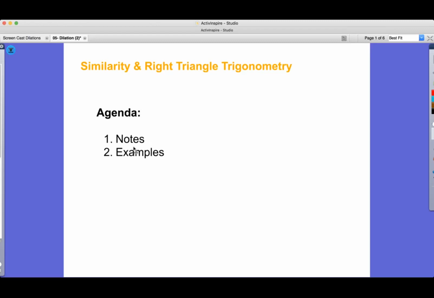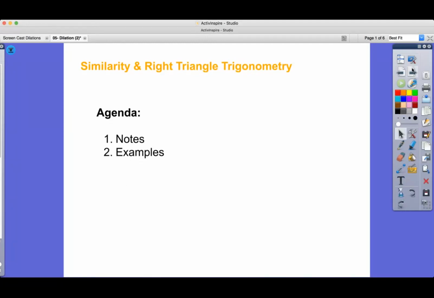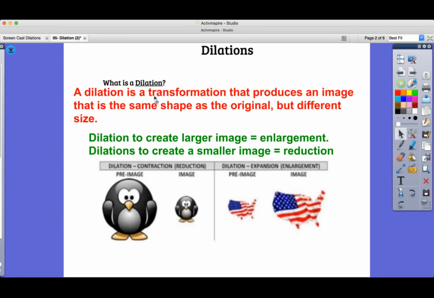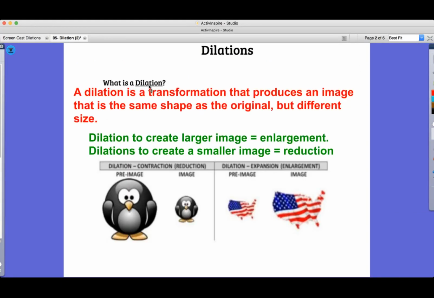Hello and welcome. Today we're going to be talking about similarity and right triangle trigonometry. So for the agenda, we're going to go over some notes and then talk about some examples. So beginning with notes, what is a dilation? A dilation is a transformation that produces an image that is the same shape as the original but different size.